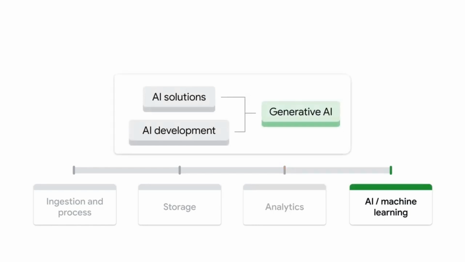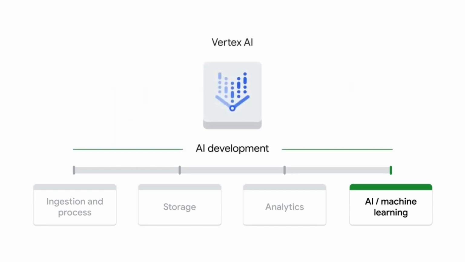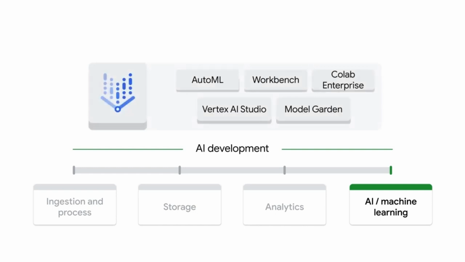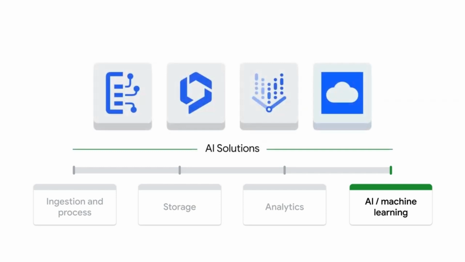And the final product category is AI and machine learning, which includes both AI development tools and AI solutions. These products are either integrated with generative AI or embedded with generative AI capabilities. The major product to support AI development is Vertex AI, which is a unified platform and includes multiple tools such as AutoML for predictive AI, Workbench and Colab Enterprise for coding, and Vertex AI Studio and Model Garden for generative AI. AI solutions are built on the ML development platform and include state-of-the-art technologies to meet both horizontal and vertical market needs.